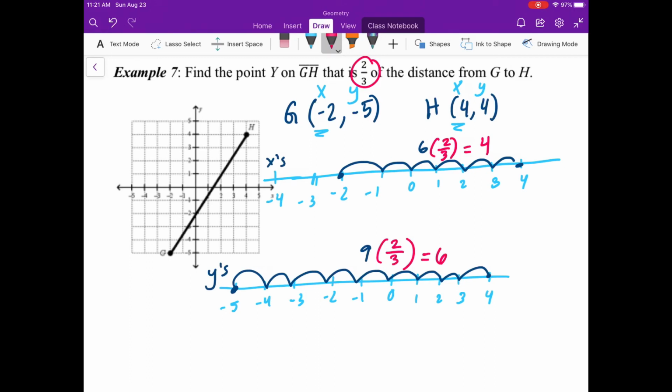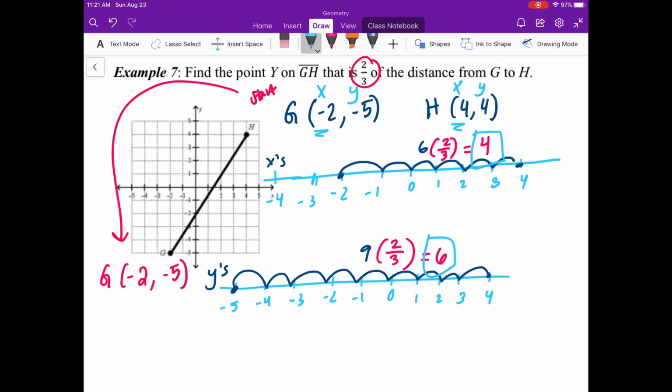My last step is I'm going to start at my starting point, which was G. So G started at (-2, -5). I'm now going to take these numbers and add them to my x and my y. So I'm adding 4 here and I'm adding 6 here, and that is where Y is going to end up. This is going to end up being 2 and this is going to end up being 1, which is the same answer we got the first way that I explained this problem.